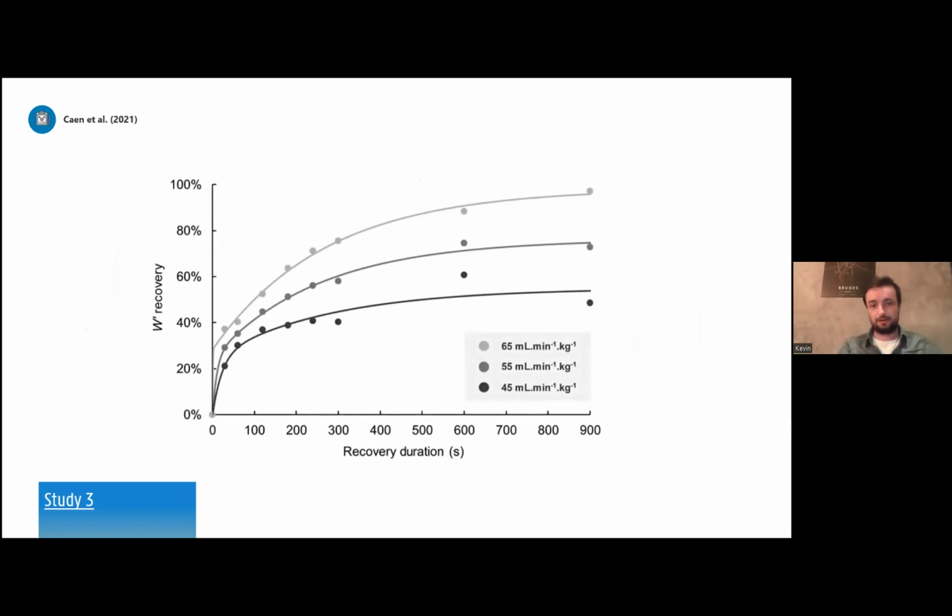And if we put that in a statistical model, we could see that I showed you the variation in W prime recovery between participants. VO2 max could explain quite some of that variation. If you have an athlete with a hypothetical VO2 max of 45, 55, and 65, you can see that there's quite some difference in the predicted W prime recovery already.